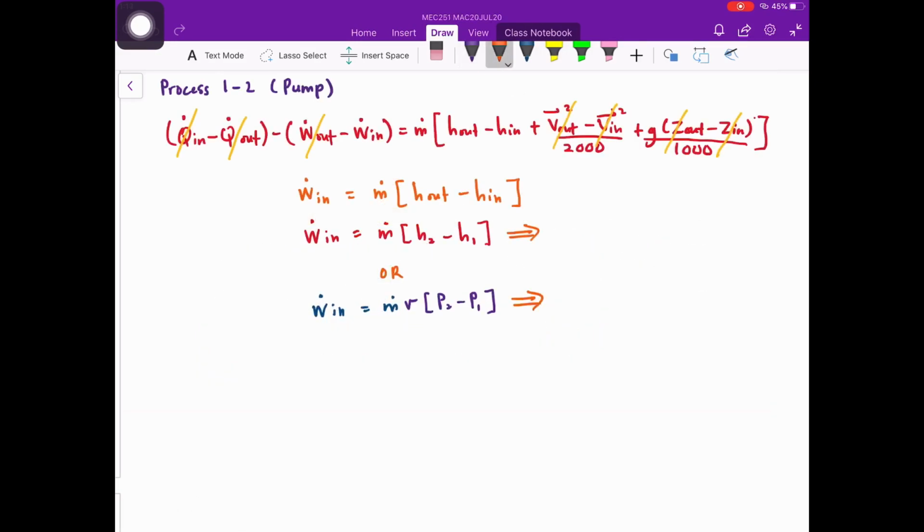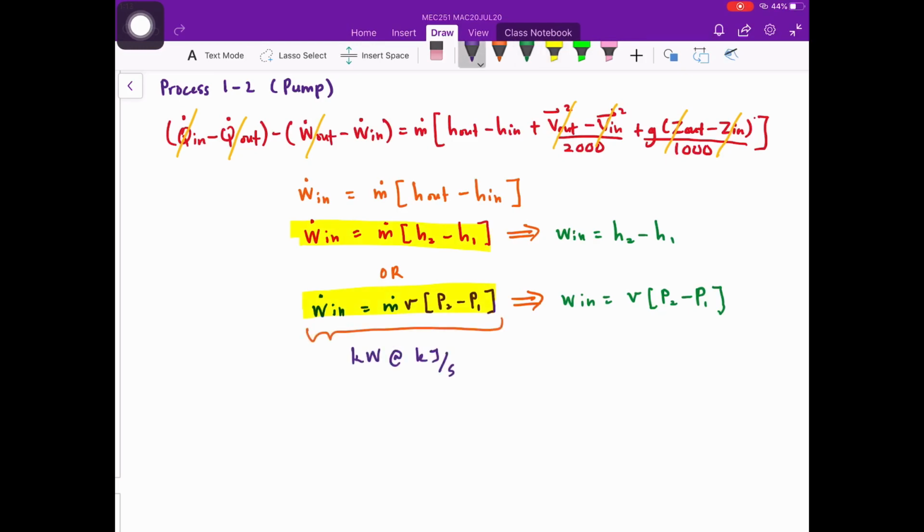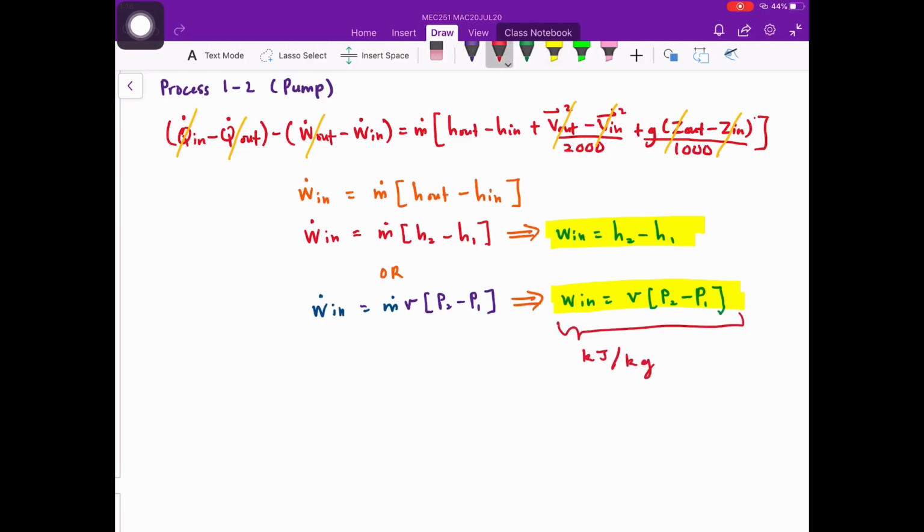If we divide by the mass flow rate, we are going to get these equations. Note that these equations will give us the unit of kilowatt or kilojoule per second, while these equations will give us the unit of kilojoule per kilogram.